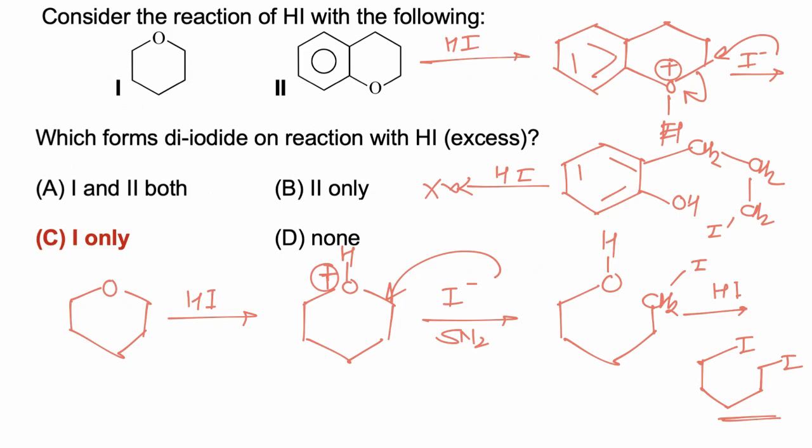So in case 2 a monoiodide is formed, while in case 1 a diiodide is formed. So the correct answer is C. Diiodide will only form in case 1. Even if HI is taken in excess, the second will not form a diiodide because phenol will not react with HI.